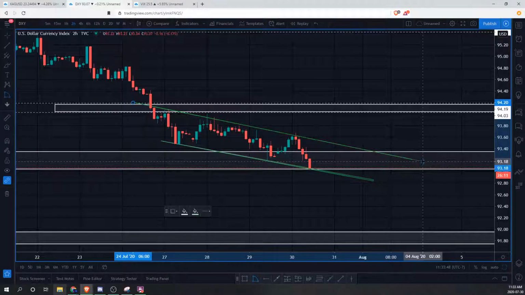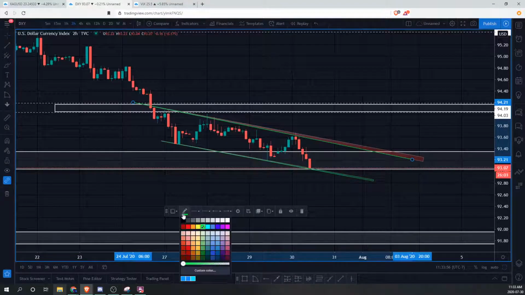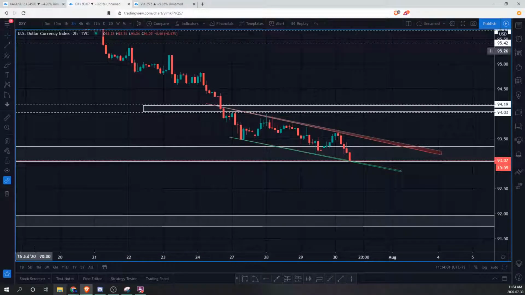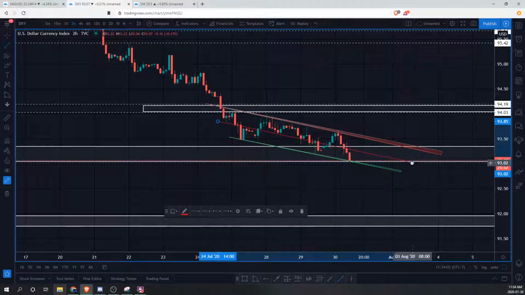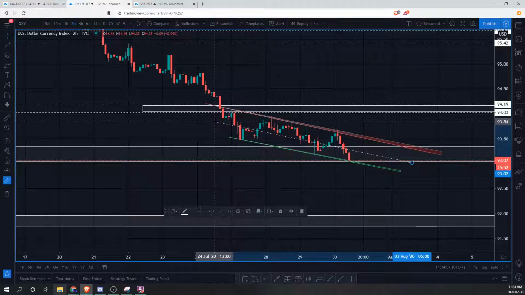And then let's get our... This has a little bit larger of a wick, so we want to capture that within the projection. And then I like to use red for my resistances and greens for my supports. And then I'll just put a little middle line there to kind of center me within the price action.